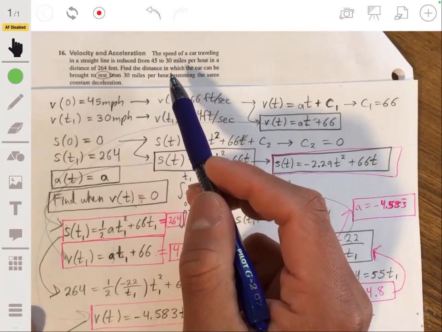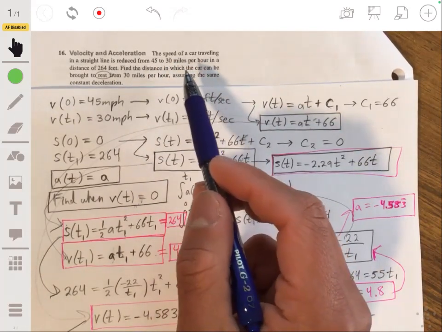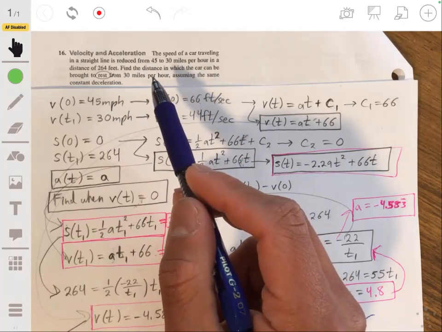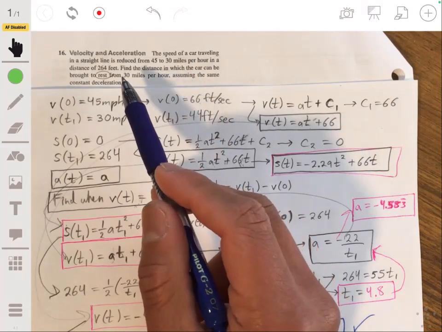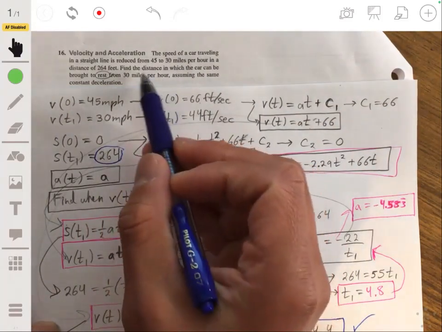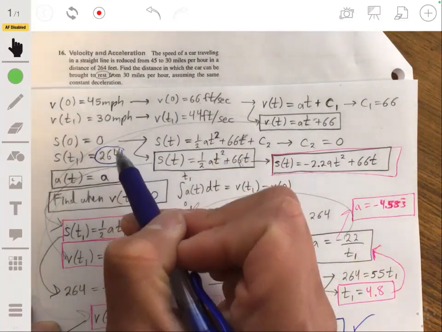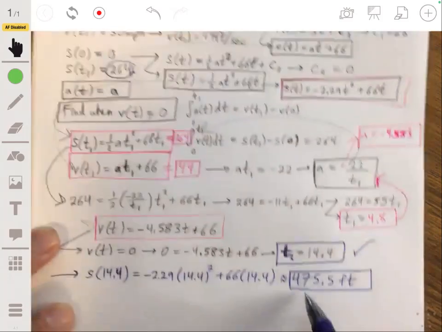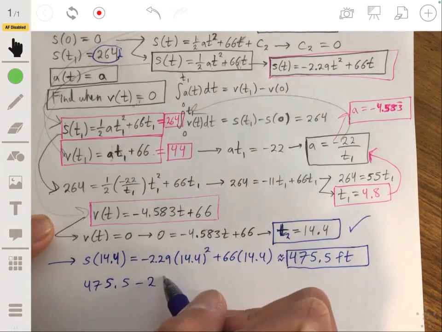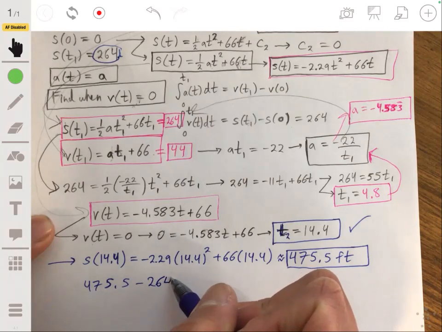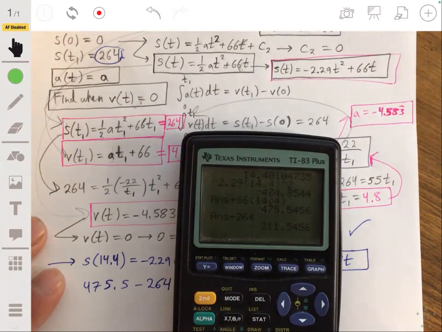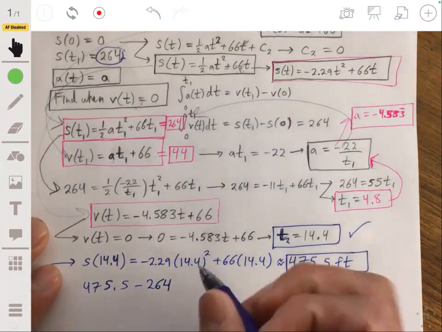But the question may be asking to find the distance in which a car can be brought to rest from 30 miles per hour. So it basically wants you to figure out how much further it traveled once it was going 30 miles per hour. So we essentially just subtract this distance, because when it was going 30 miles per hour, it had already gone 264 feet. So we take away 264 from 475.5, and we get about 211.5 feet.